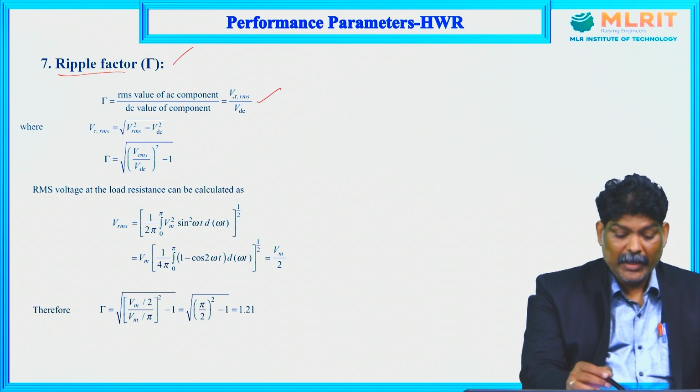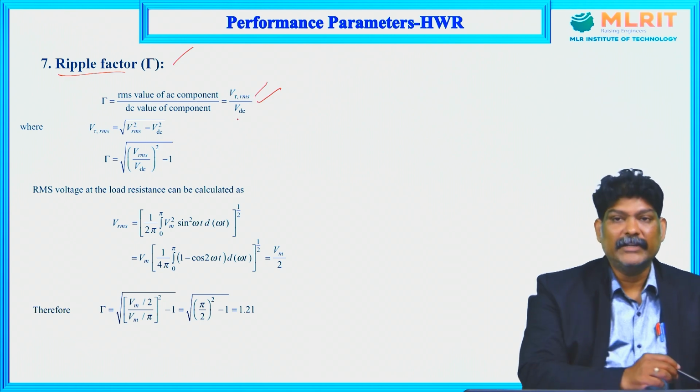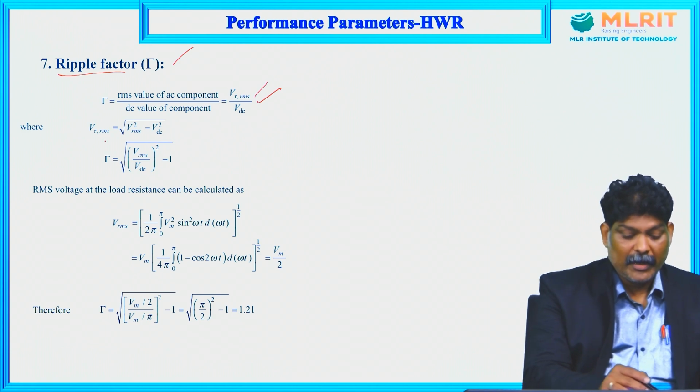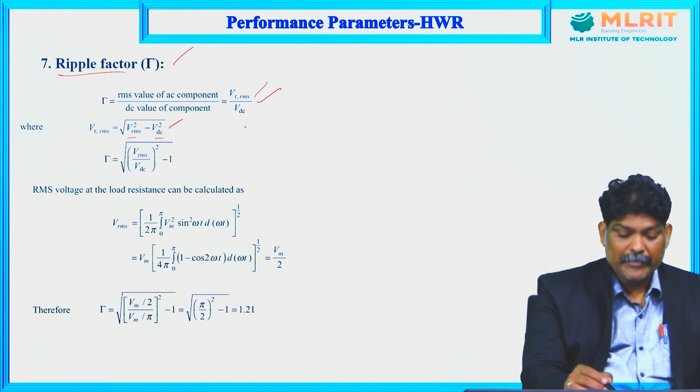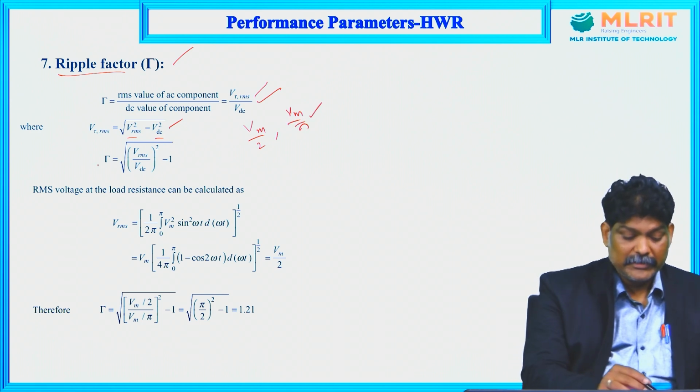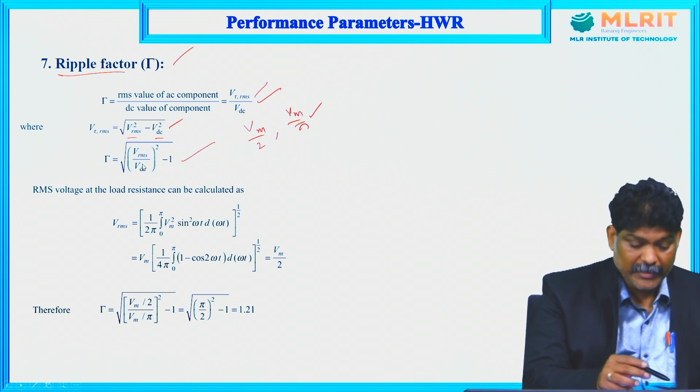So Vr RMS by VDC. Vr RMS means the RMS value of the AC component. Here Vr RMS is given by the square root of VRMS square minus VDC square. What is VRMS? VRMS means Vm by 2, just now we have seen. And VDC means Vm by pi. So if you divide with VDC, we can write the root of (VRMS square by VDC square) minus 1. So this is the expression for ripple factor.